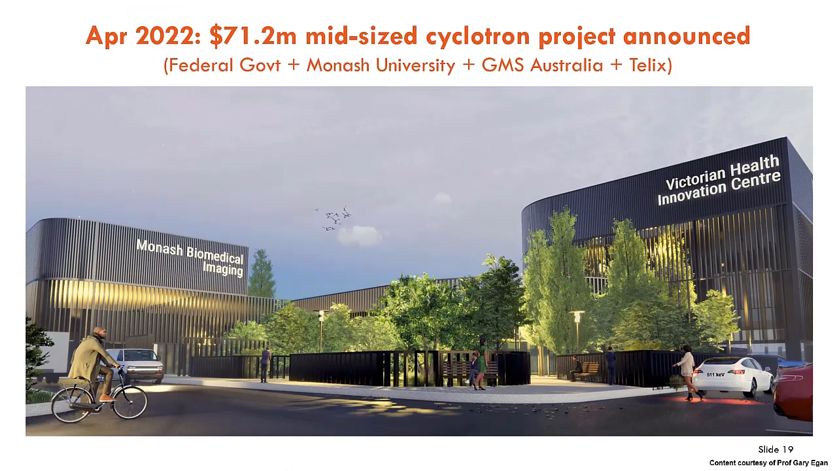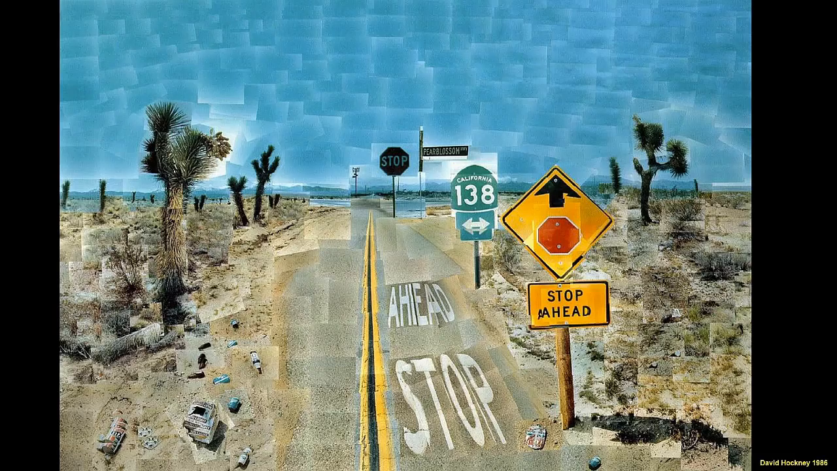part funding towards a mid-sized cyclotron in collaboration with Monash, GMS Australia and Telix that will be developed at the Monash Biomedical Imaging Centre. And importantly, this will start to make those single photon tracers again that we had to import for the past 15 years or so. And of course, we all have experienced the impact of logistics problems in that regard in recent years. So we look forward to this coming online in the next few years.